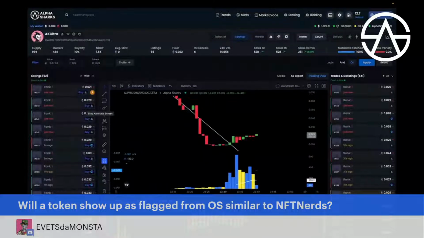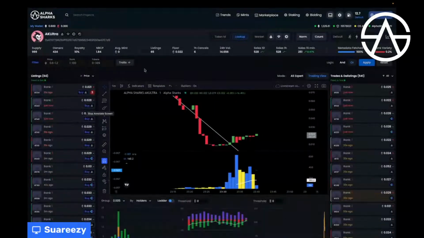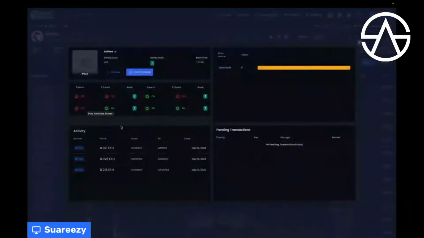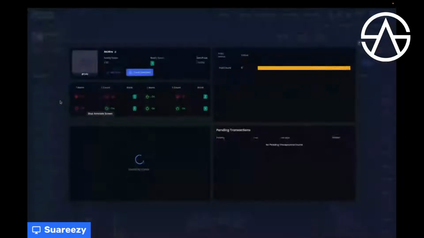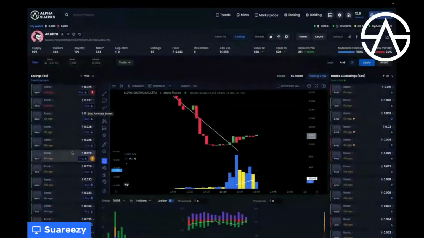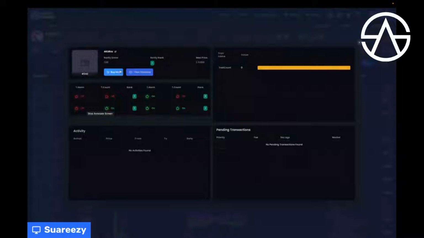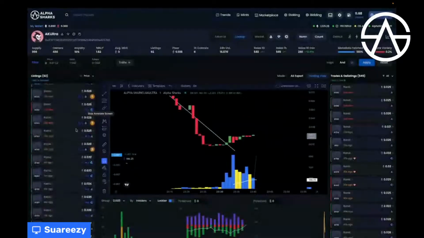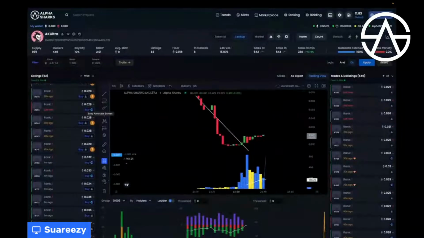Will a token show up as flagged from OS, similar to nerds? Yeah, so if you go into, let's see if you can find one. No. If you do happen to get one, it would pop up and let you know that it's flagged on that site. I don't see one. But yes, before you do buy, we'll give you an indication that the NFT is flagged.